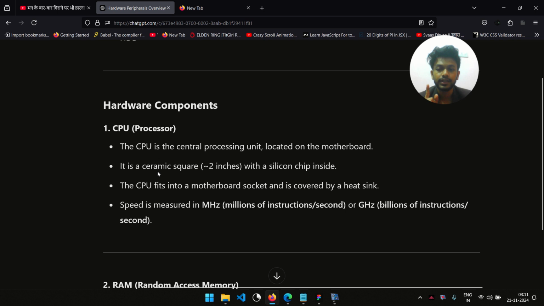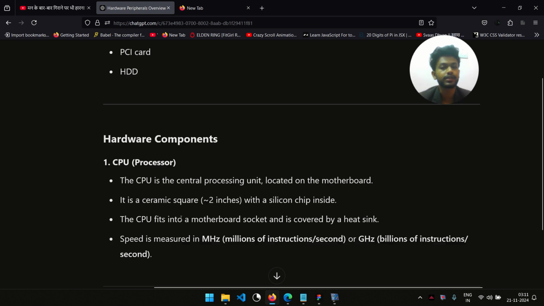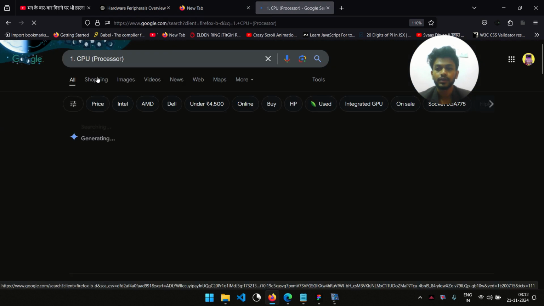It is a ceramic square, approximately 2 inches, with a silicon chip inside. The CPU fits into the motherboard socket and is covered by a heatsink. Speed is measured in megahertz, millions of instructions per second, and gigahertz, billions of instructions per second. Very simple. Let us have a look at a CPU image.